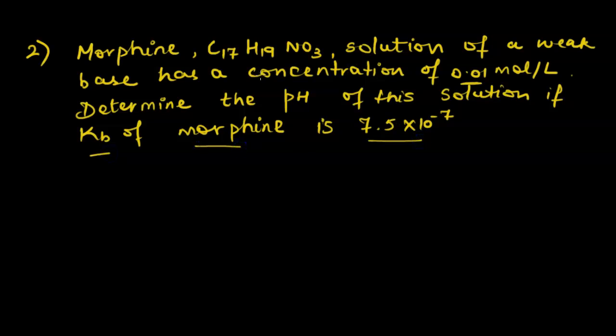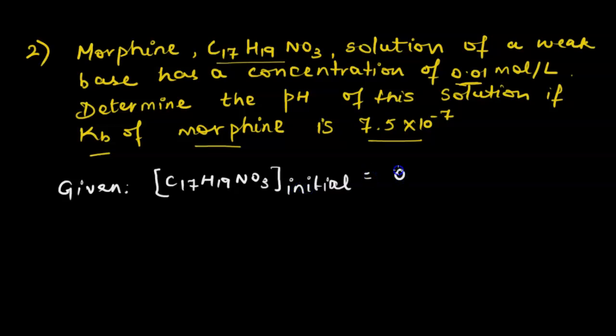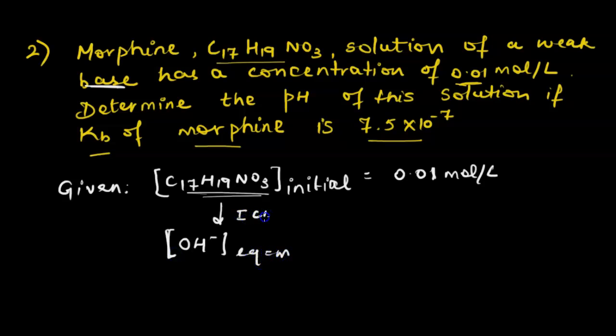Now we know that this is a weak base, so this will undergo an equilibrium equation. However, we are given the concentration which is not stated as an equilibrium concentration. So this means this is the initial concentration of the morphine solution. So let's write down what is given first. We are given the initial concentration of morphine, and that is equal to 0.01 moles per liter. As we know, this is a weak base, so it would give us OH negative ion concentration at equilibrium when we put this in an ICE table. From the OH negative ion concentration at equilibrium, we can find out pOH, and we can then use that pOH to get the pH value. So for doing all this, we first need the ICE table.